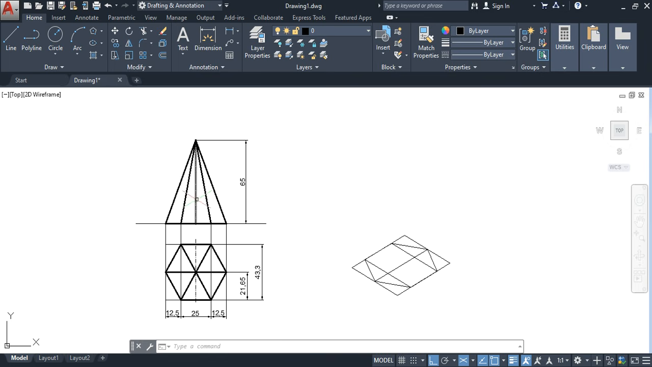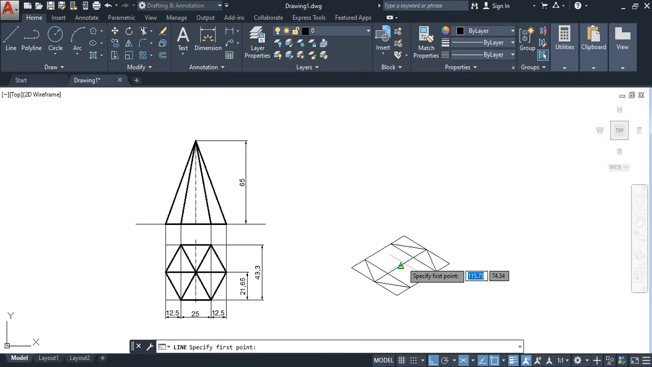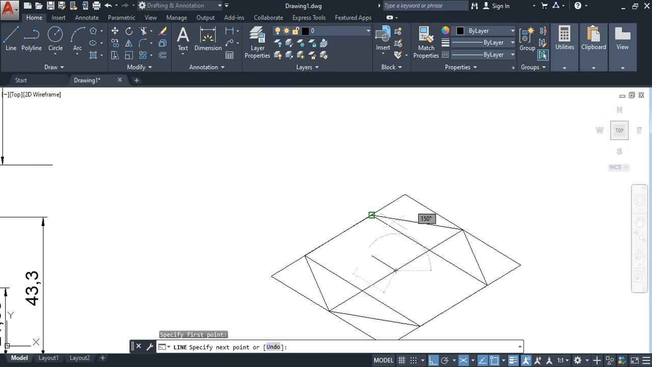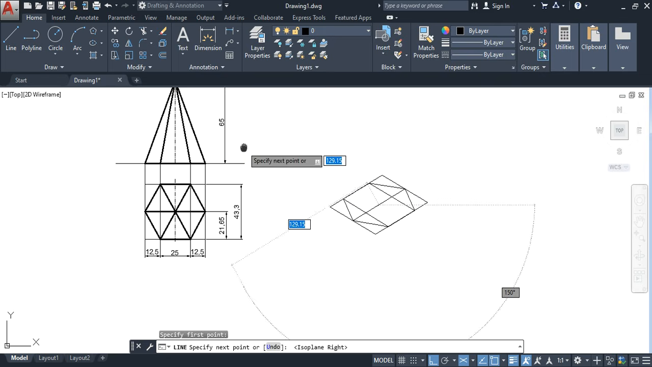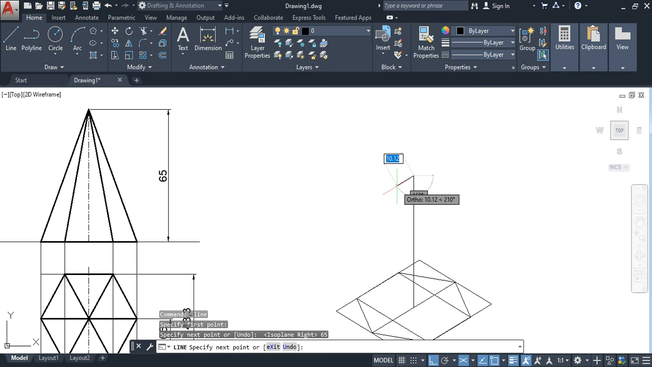And next we have to draw the axis. You know the midpoint of this line, when you have drawn this center line. So from that midpoint you have to draw a vertical line at height 65, because 65 is the height of the pyramid here.